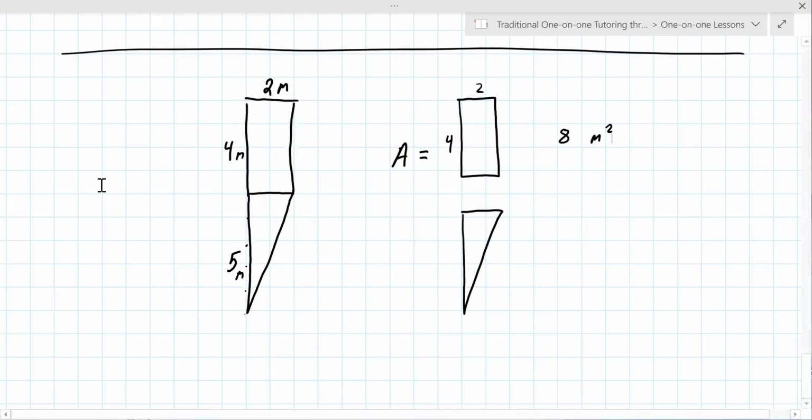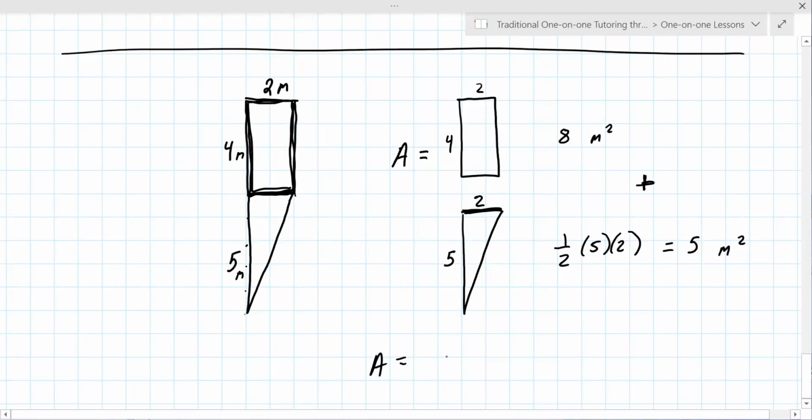Perfect. And how about this triangle? What's the base here? The height's obviously 5. How about this right here? It's not given, but what is it the same as in the shape up here? Same as that shape up there, so 5 times 2. Now the area of a triangle is 1/2 base times height. It is 5 meters squared. And then you have to add them together, so your area is 8 meters squared plus 5 meters squared.